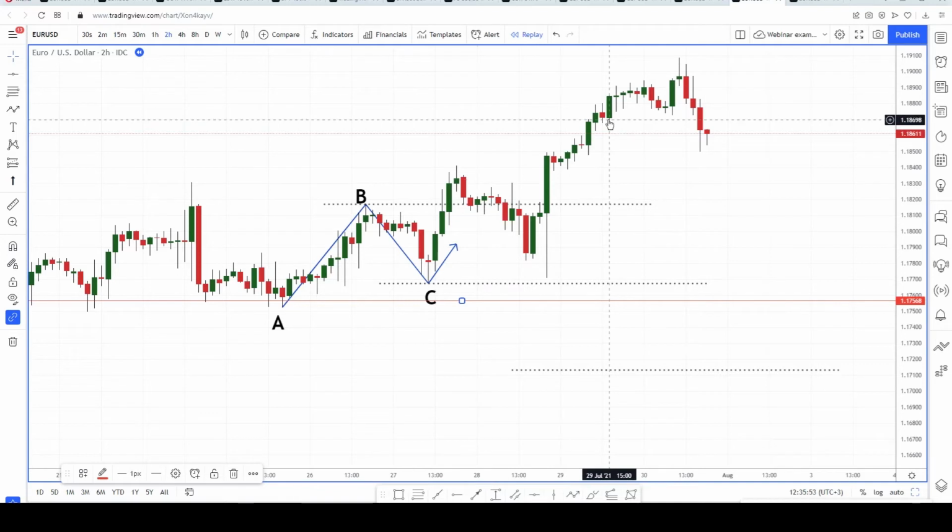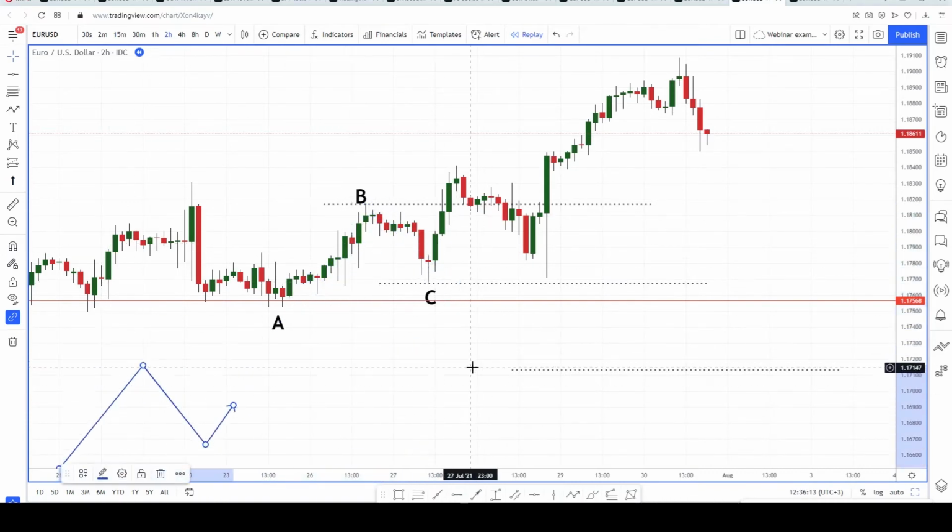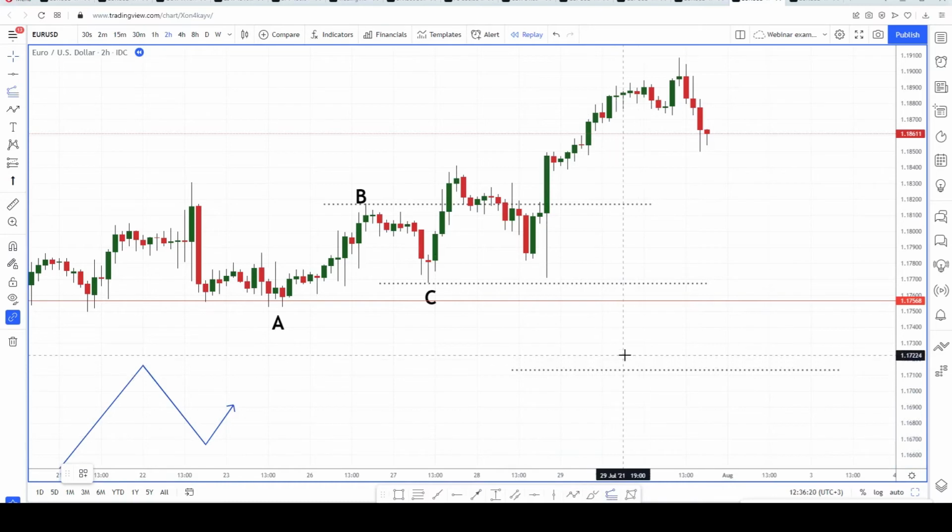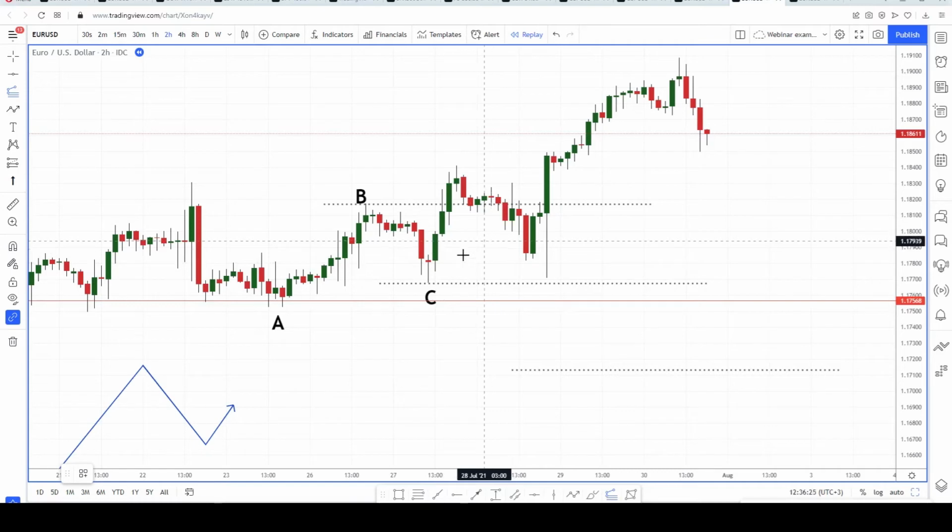Okay, but then there was this question, what's the expectation for D? And I want to touch upon that. Actually, let's do it now. So I'm going to take these arrows out of the way. There's a tool called the Fibonacci extension tool. And it works like this. It's actually ideal for target setting in this formation.